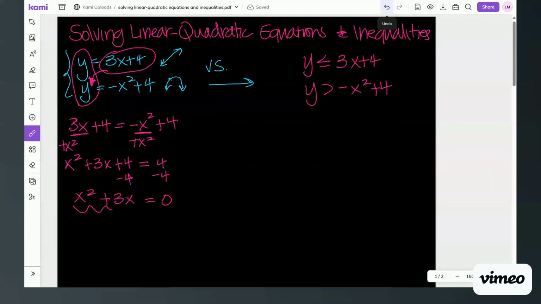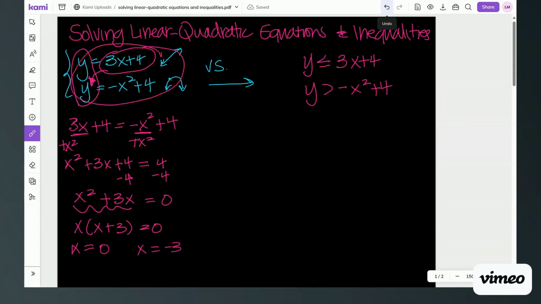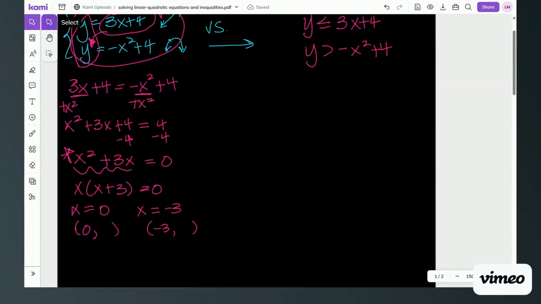I'm going to factor out the greatest common factor because I only have 2 terms left. So x times (x plus 3) equals 0. So x equals 0 and x equals negative 3 are the x values of where I have an intersection point. So 0, something, and negative 3, something. Before, when we were just given this, we were finding x-intercepts. Now we're finding an intersection point. So I go back to either equation and plug in 0, and I plug in negative 3.